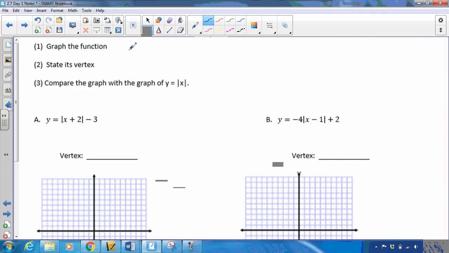Okay, so our second set here of notes is we're going to do the exact same thing as we did before. We're going to state the vertex and graph it. But now what we have to do is write the transformations. Basically, you're going to compare each of your functions to the parent function. So remember, the parent function is y equals the absolute value of x. So this is where we're going to use our A, H, and K values to list what is happening to our function. So this is our parent function.